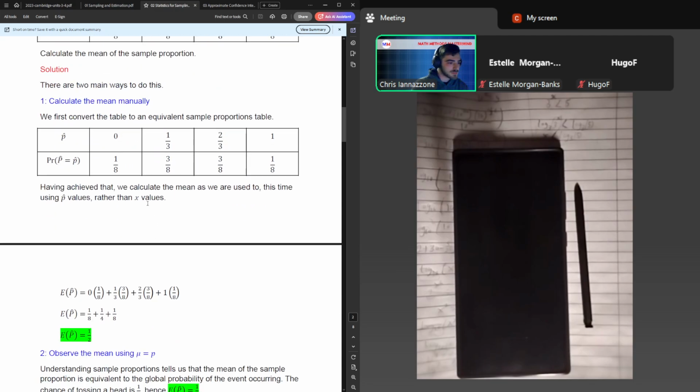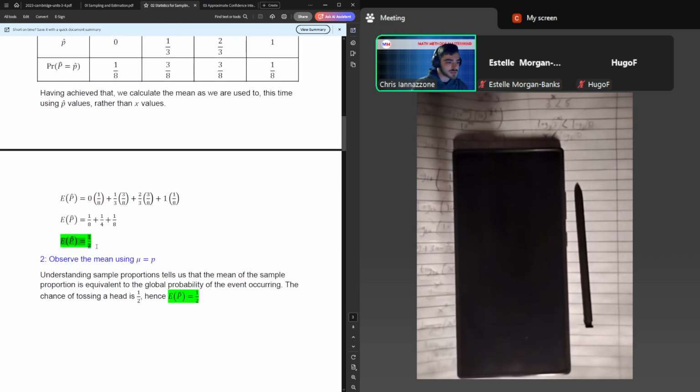Probability is going to remain the same. When you calculate mean in tables, it means you multiply these two values together and you add everything across. So that's this here. 0 times 1 out of 8 is that. A third times 3 out of 8 is that. Add them all up and then go to a half. That's one way you can do it if you forget that the proportion is the same as the mean.